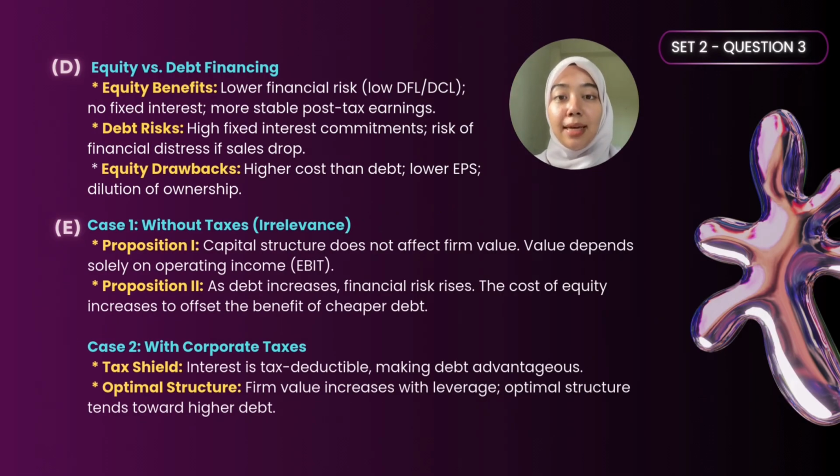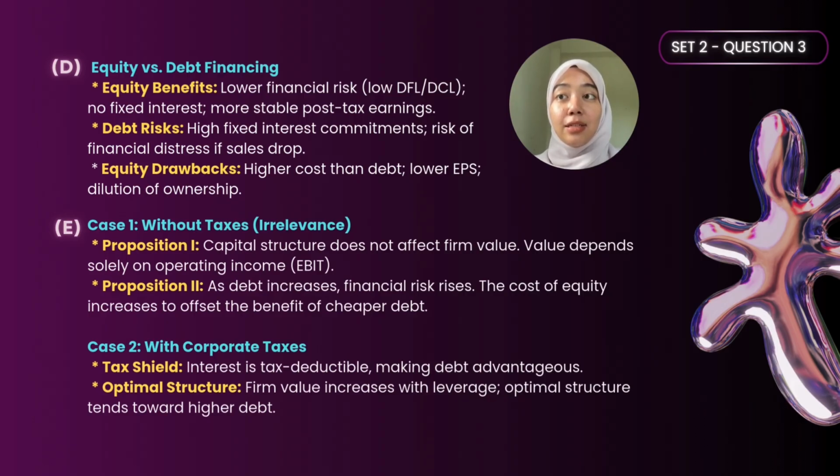As for part D, equity versus debt financing, equity's benefit is lower financial risk, the low DFL and also the low DCL, because there's no fixed interest and more stable post-tax earnings. As for the debt risk, high fixed interest commitment, risk of financial distress if the sales drop. And for the equity drawback, it will be higher in cost than debt, lower EPS, and also the dilution of the ownership.